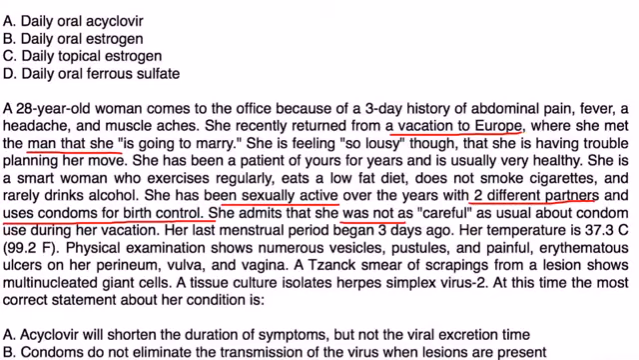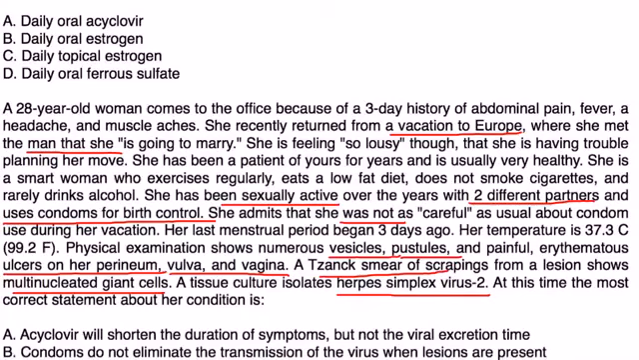Her last menstrual period began 3 days ago. Temperature is 37. Physical exam shows numerous vesicles, pustules, and painful erythematous ulcers on her perineum, vulva, and vagina. A Tzanck smear of scrapings from the lesion shows multinucleated giant cells. A tissue culture isolates herpes simplex virus 2. At this time, the most appropriate correct statement is, well, you've only got 2 to choose from here.